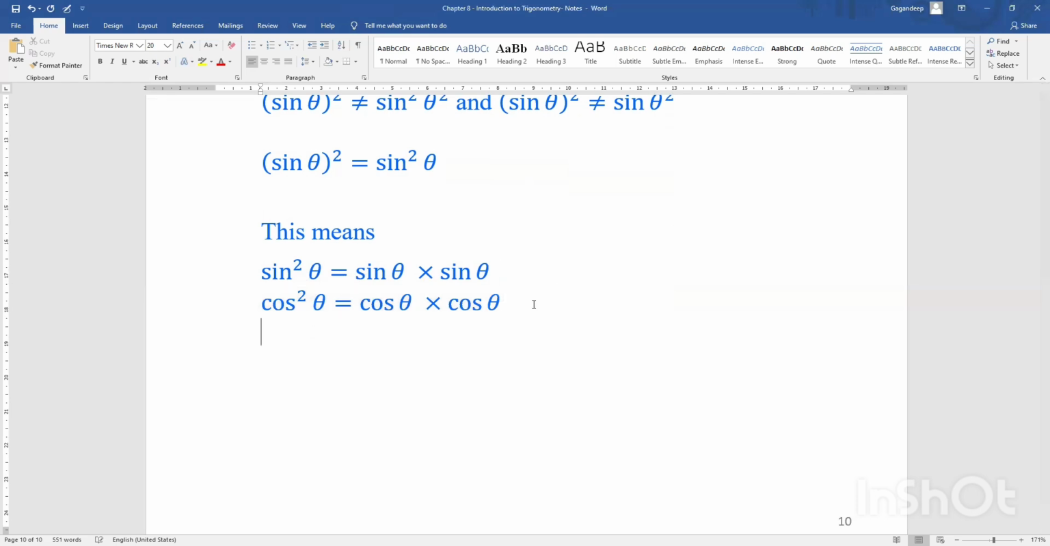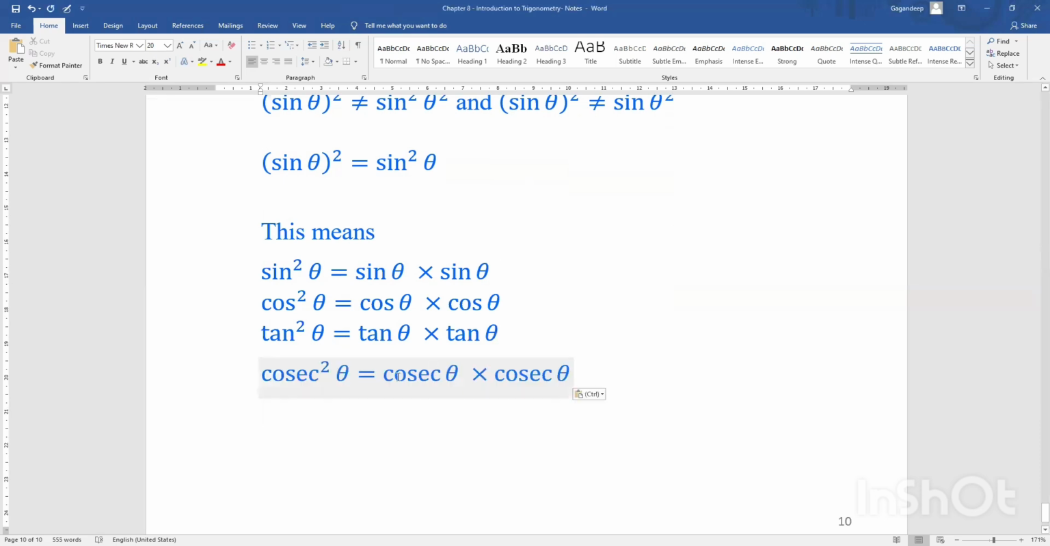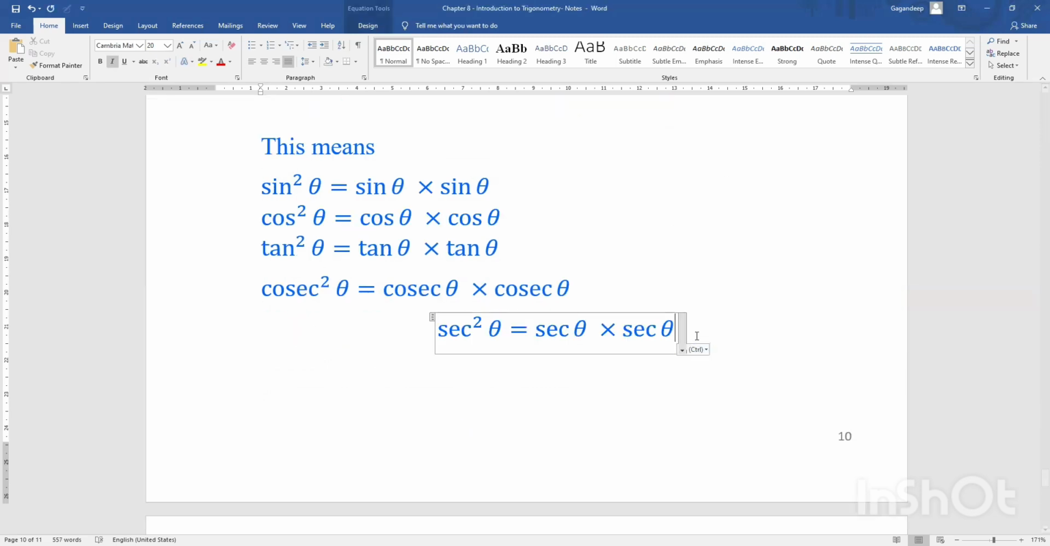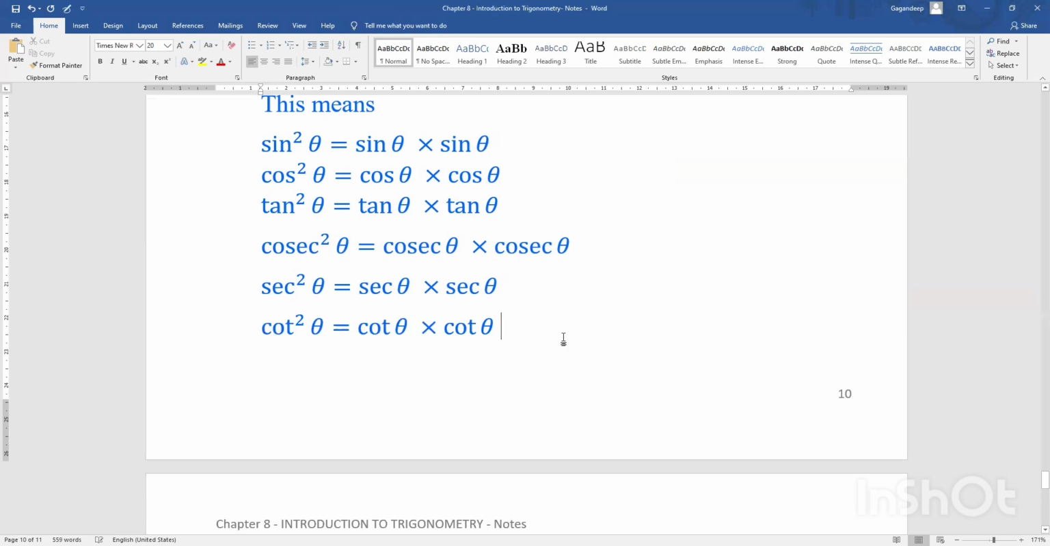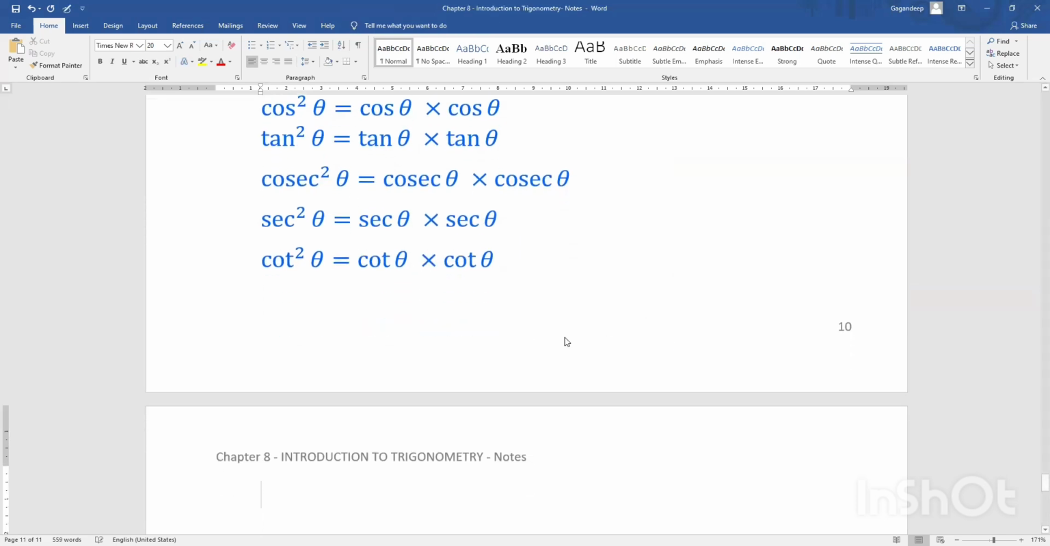Then we have tan square theta, which is also tan theta into tan theta. Similarly, I have cosecant square theta, which is nothing but cosecant theta into cosecant theta. And then secant square theta, how do you write it? It is secant theta into secant theta. And then cot square theta is nothing but cot theta into cot theta.